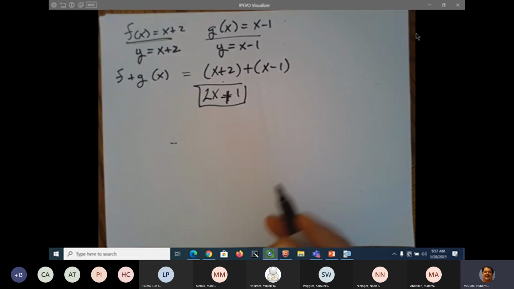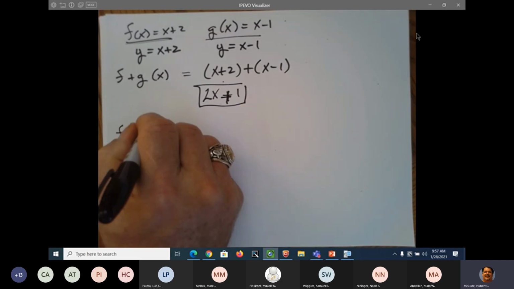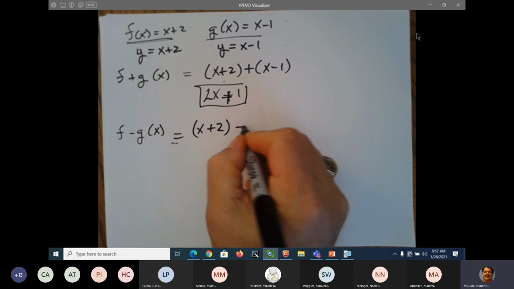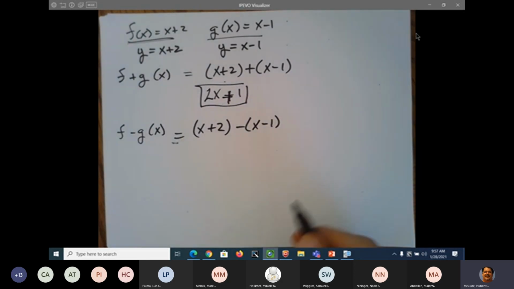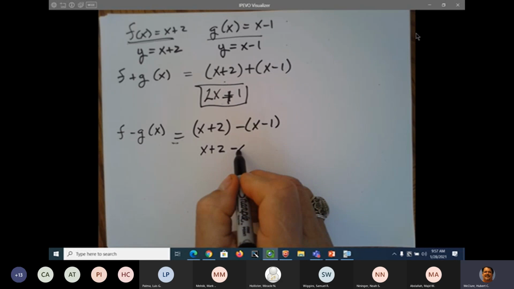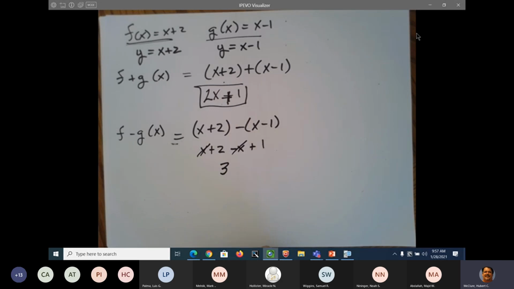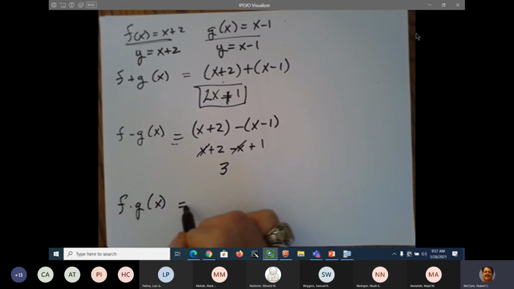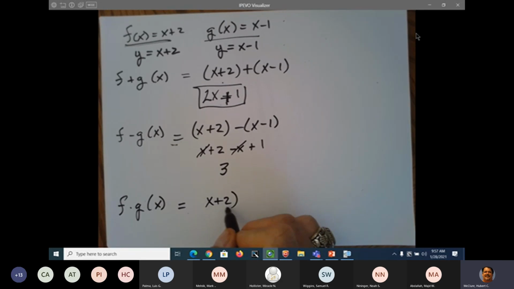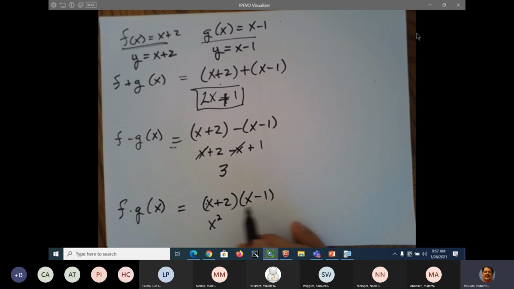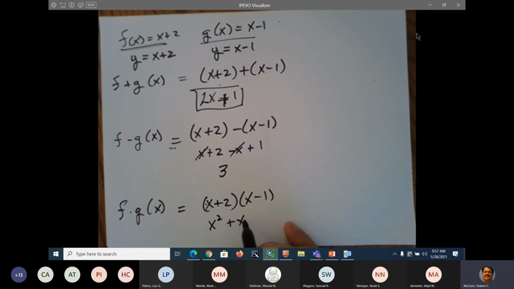Okay? If I have f minus g of x, well, that's going to be x plus 2 minus x minus 1. And that's going to be x plus 2 minus x plus 1. And the x's cancel, and you're left with 3. F times g of x is equal to x plus 2 times x minus 1. And that's x squared minus x plus 2x is plus x minus 2. So you know how to do this stuff, all right?